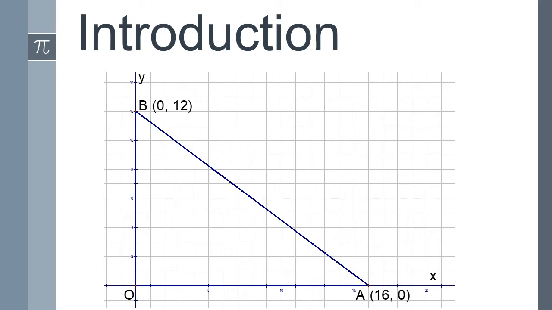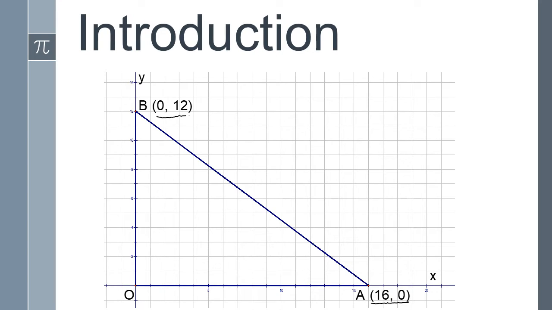We can see here we have a right triangle on the XY coordinate plane. What we're going to do with this is figure out the distance between points. Basically, the distance formula is nothing more than the Pythagorean theorem in reverse. Here we have coordinates: this is at (0, 12), and this is at (16, 0).